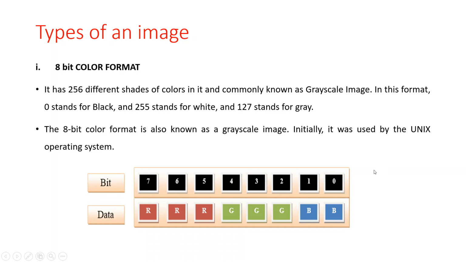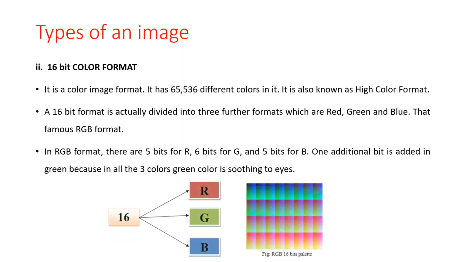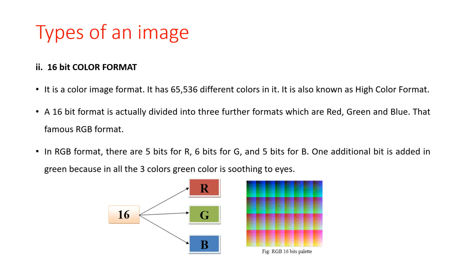The next part is the 16-bit color format. It is a color image format. It has 65,536 different colors in it, so it is also known as a high color format. A 16-bit color format is actually divided into 3 further parts, which are red, green and blue, famously called the RGB format. The 16-bit color format is also known as a high color format, and it has 65,536 different colors.